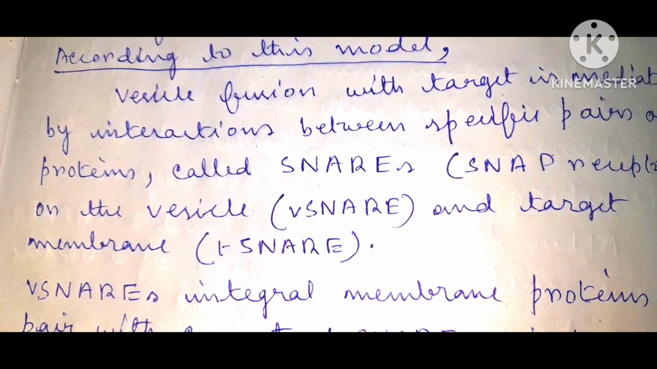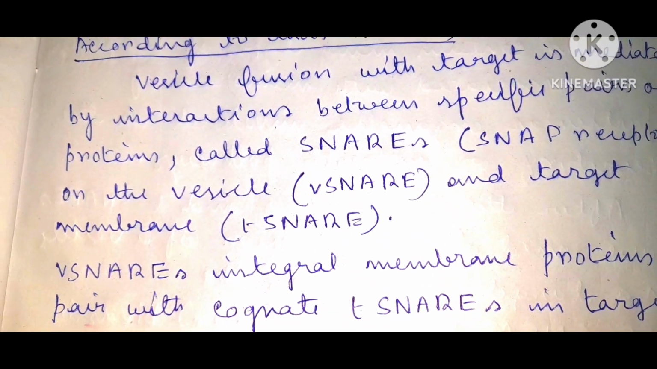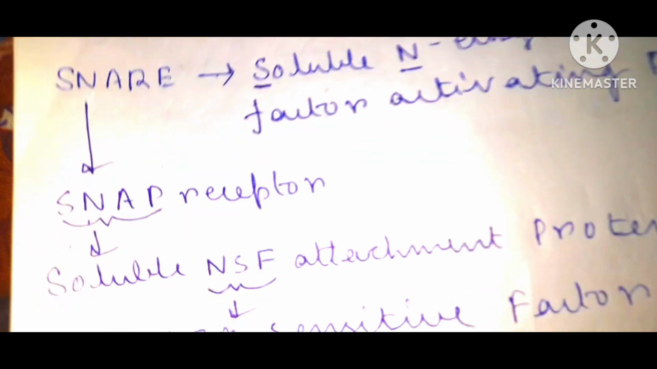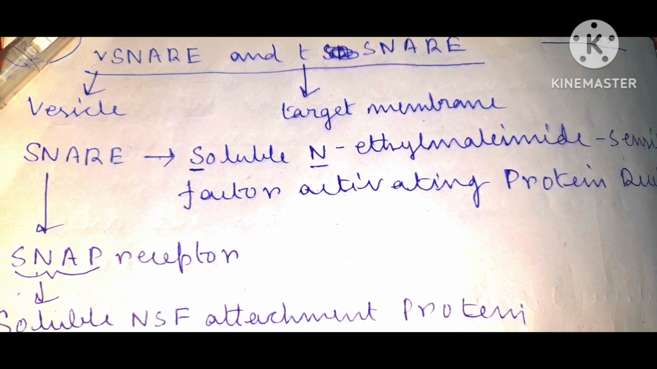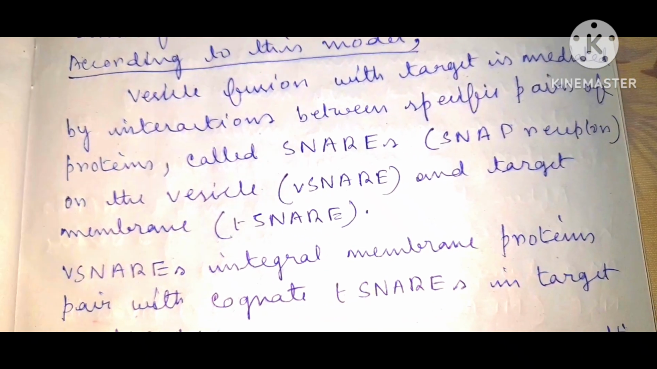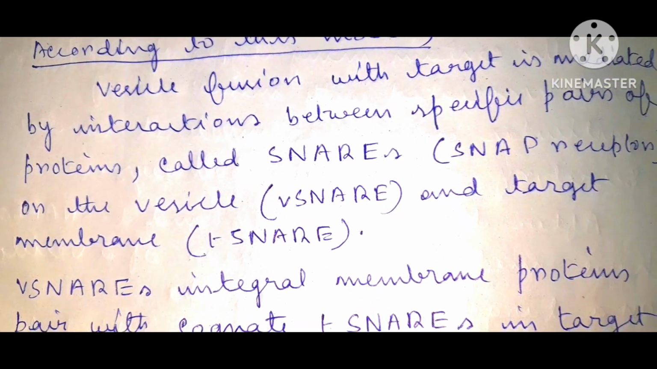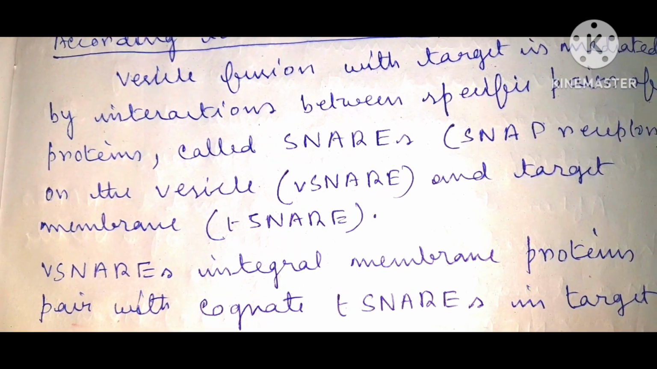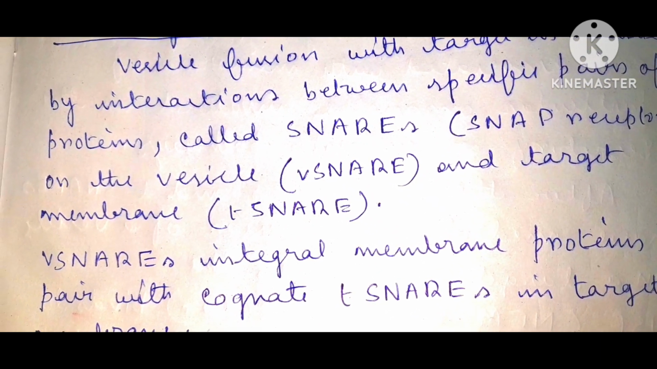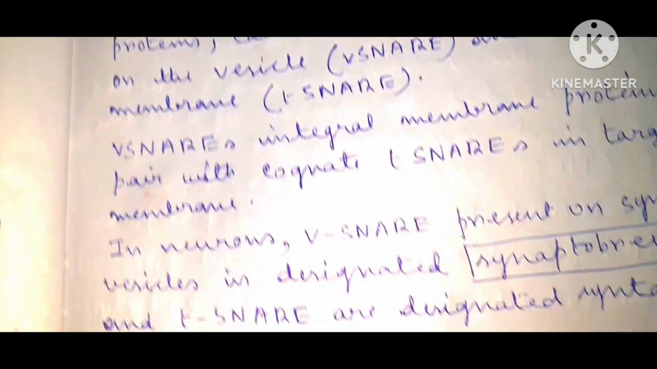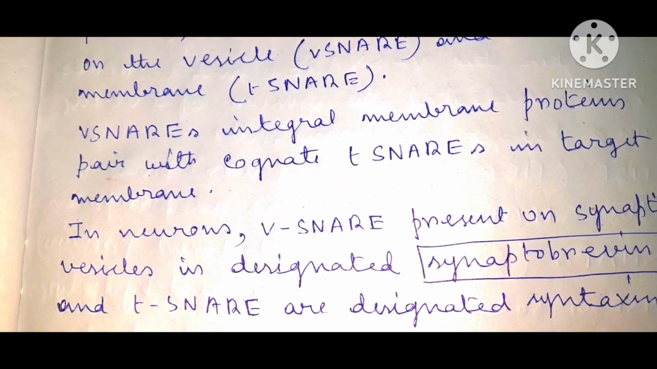Okay, the full form of SNARE we have already known, SNAP receptor. On the vesicle it is v-SNARE, as we have already discussed here, V for vesicle and T for target membrane. So vesicle fusion with target is mediated by interaction between specific pairs of proteins called SNAREs, and on the vesicle it is v-SNARE and on the target membrane it is t-SNARE. v-SNARE integral proteins pair with cognate t-SNAREs in target membrane.